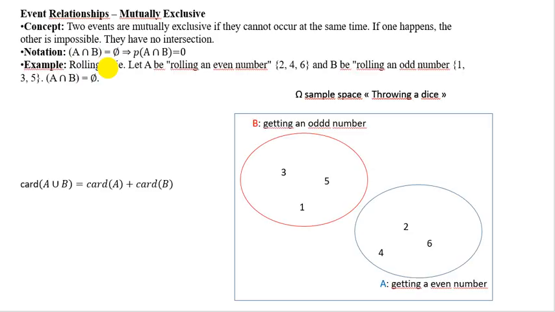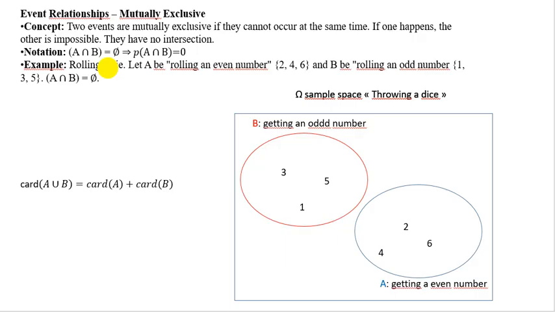An example: if rolling a dice gives our omega, which is from 1 to 6, the two events here are A, getting an even number, and B, getting an odd number. As you can see, we cannot have a number that is even and odd at the same time, so they have nothing in common. So their intersection is an empty set.